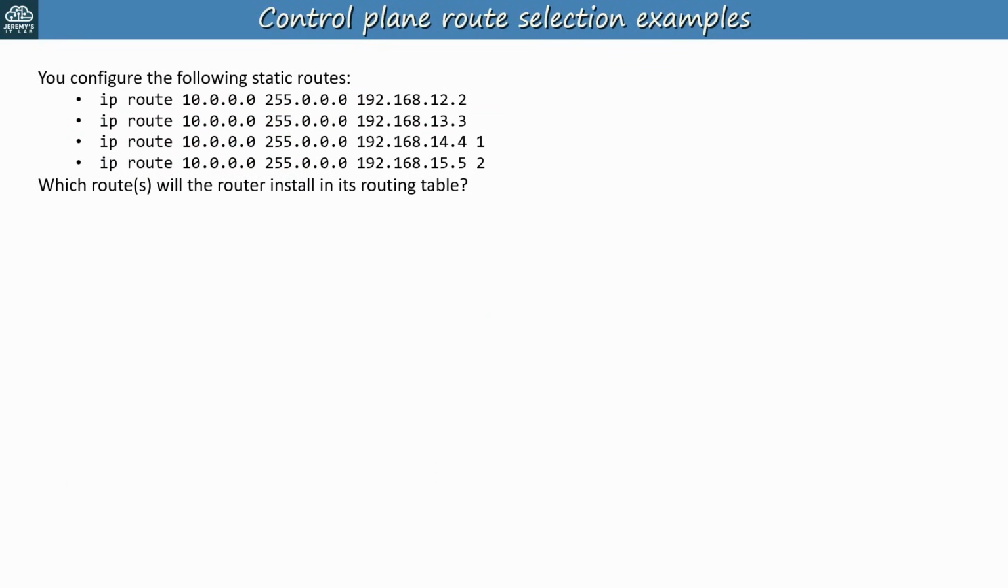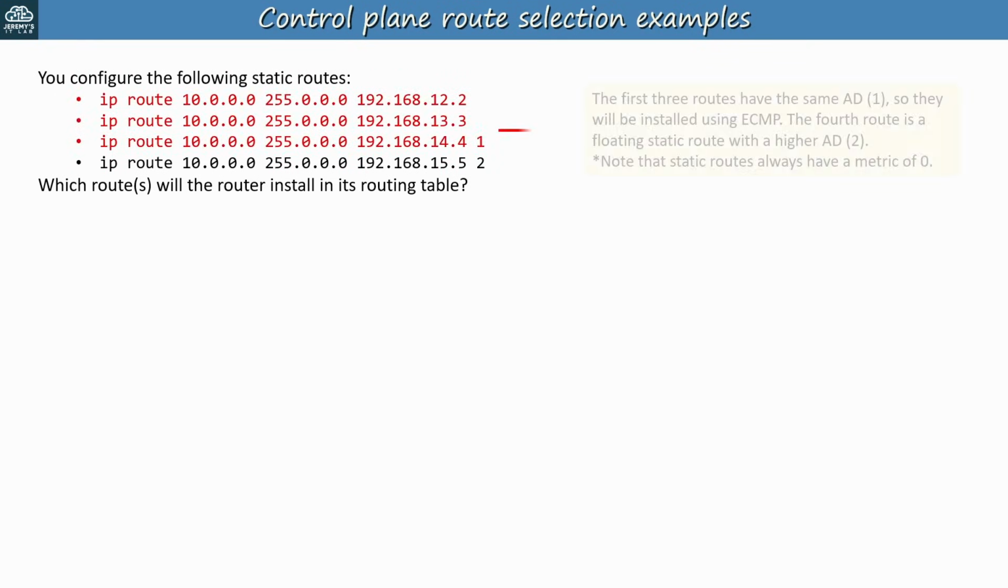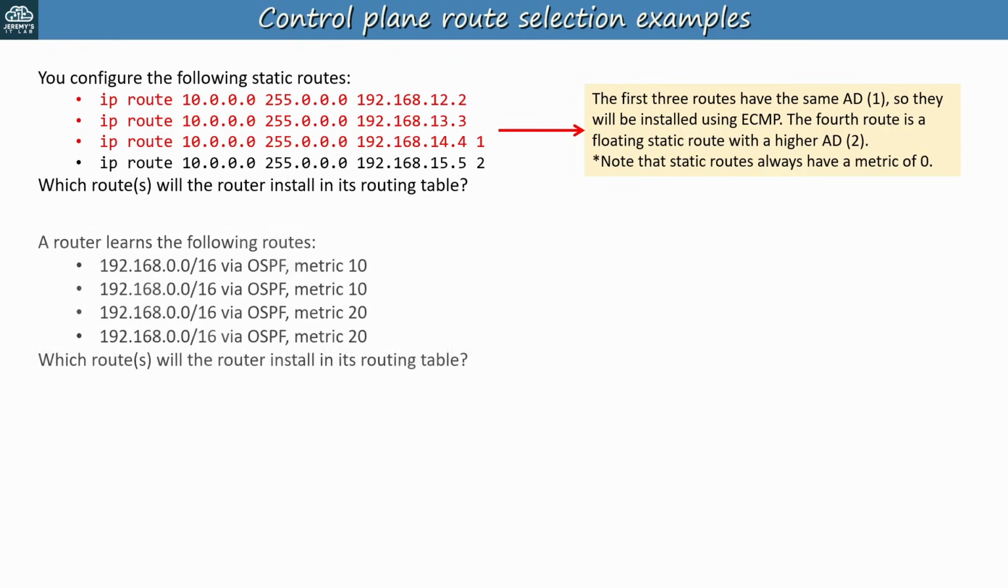Let's do a few more examples. This time you've configured these 4 static routes. Which will the router install in its routing table? Feel free to pause the video. The key here is that the first 3 routes all have the same AD. The third one specifies an AD of 1, but that's the same as the default. So all 3 are installed. The 4th route is a floating static route with an AD of 2, so it will only be selected if the other 3 are removed. On Cisco IOS, static routes have a metric of 0, so metric doesn't matter when choosing between static routes. AD is what decides.